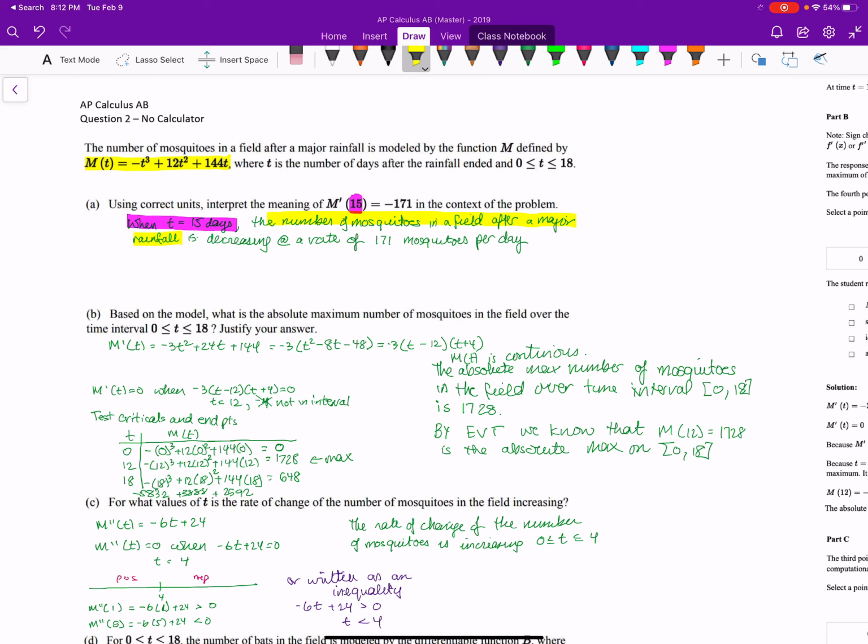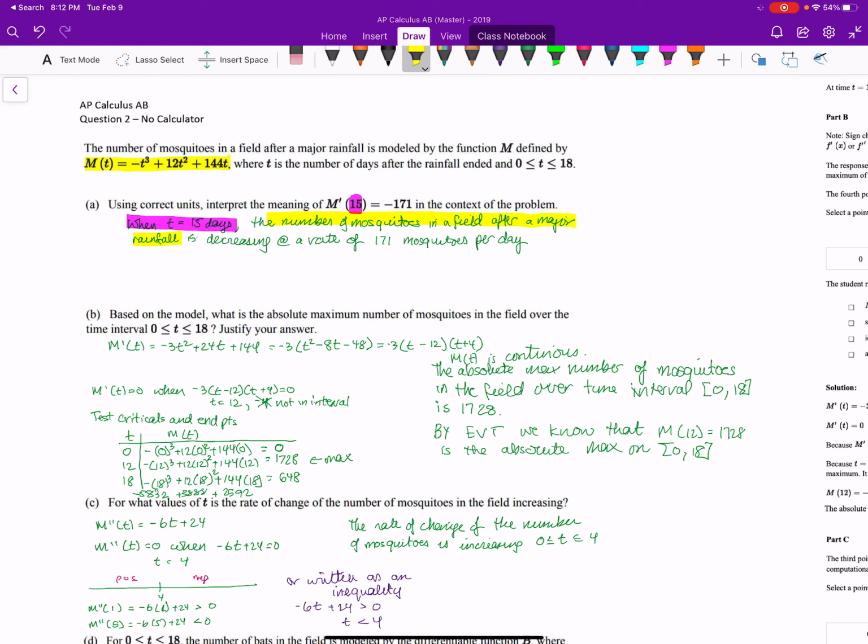You need to say what is happening. So it's decreasing. That's the negative part, right? Decreasing at a rate. The word rate has to be there. At a rate of 171. So I said decreasing, then you can't have a double negative. So you can't have decreasing and then a negative 171.